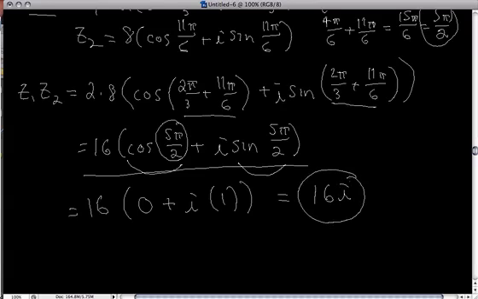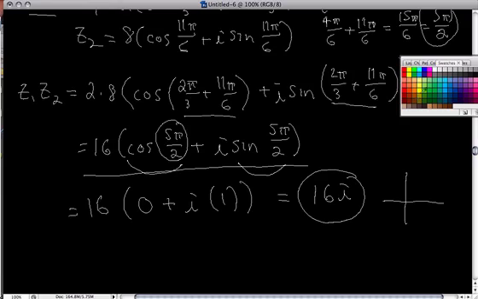So that's the product. That actually is a lot easier to visualize than this. What that looks like if you're thinking about the complex plane is the point on the imaginary axis here with coordinates 0, 16.